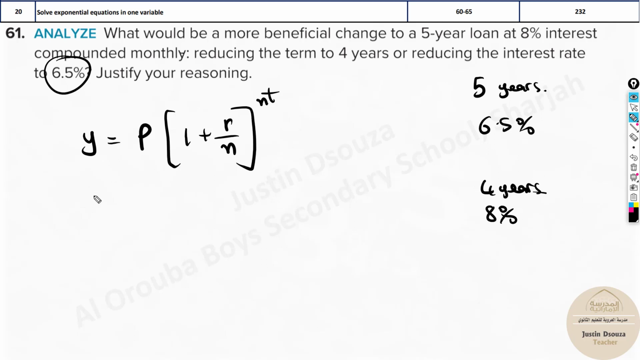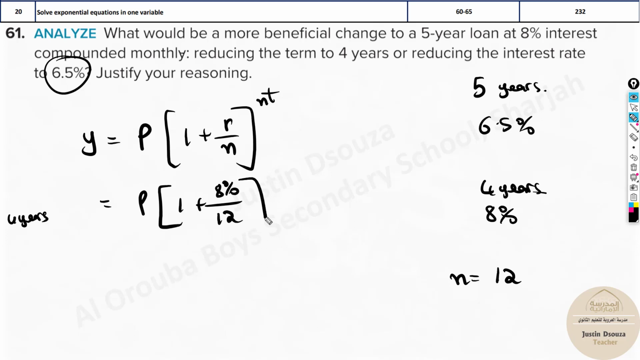Here, first one, the final answer will be principal amount is unknown. Let's keep it like that. 1 plus what is R? R is the rate. I will do for 4 years first, okay? This is for 4 years. 1 plus R is 8%. Compounded monthly means n value is every month in a year. So it is 12. So n is 12. The power 12 times t is how much?